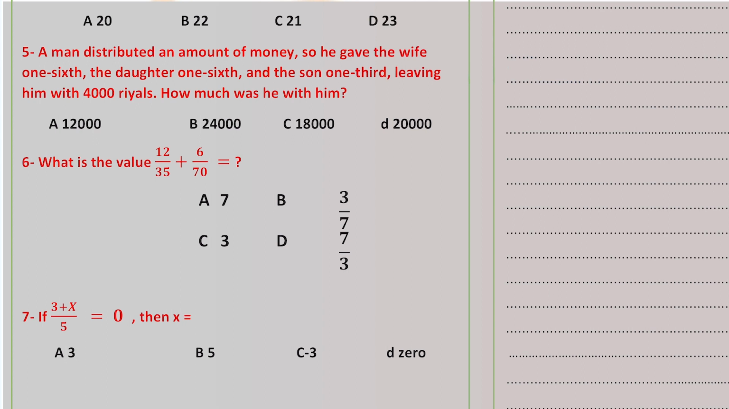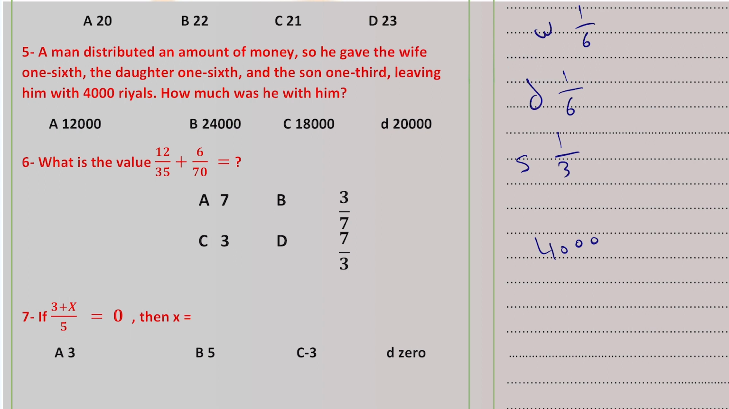Okay. Question number 5. A man distributed an amount of money. He gave the wife 1/6, and the daughter 1/6, and the son 1/3. And he still has 4,000 riyals. Now, how can we calculate the total amount of money?